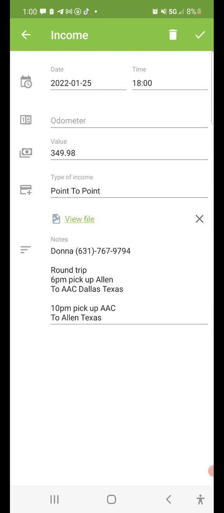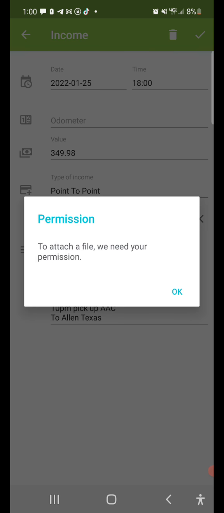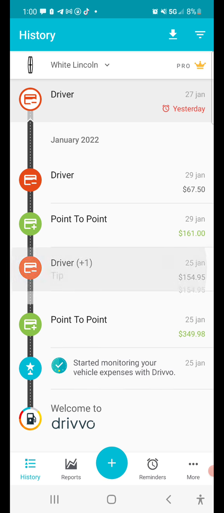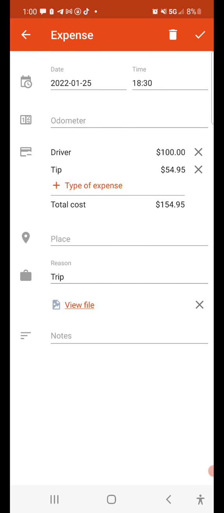So if we open that up, we can see the date, the odometer, what type of income, was it point to point or hourly, and then you can attach in these screenshots of the tickets. You got the person's name, what happened with the trip, and then you'll want to get the odometer, and then the expenses are going to be the ending odometer for that trip, the driver's pay, the tip amount, and you don't have to worry about the place, and the reason for the expense of the trip.